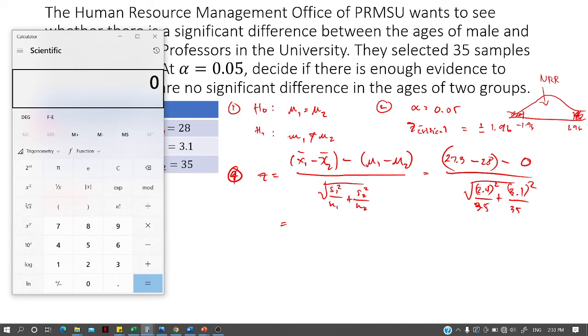So, same pa rin yung steps na gagawin natin. Kunin nyo muna yung nasa taas. So, that will be 27.3 minus 28. So, you will have here negative 0.7. Then, you just need to divide that sa nasa baba.